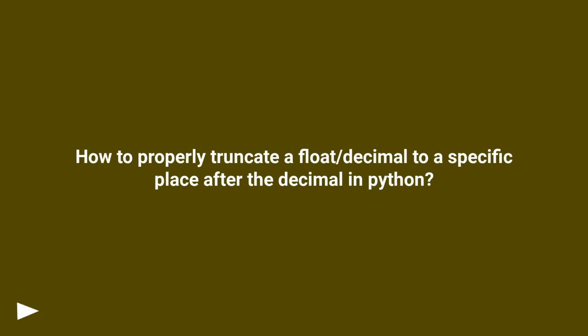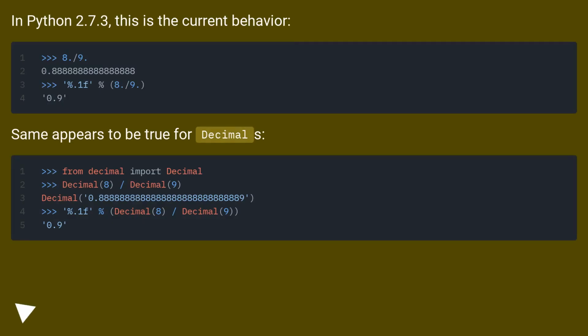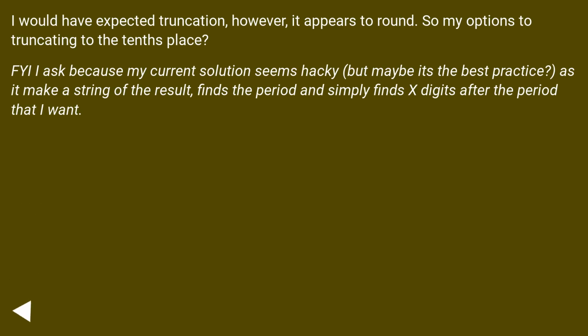How to properly truncate a float/decimal to a specific place after the decimal in Python. In Python 2.7.3, this is the current behavior. The same appears to be true for decimals. I would have expected truncation, however, it appears to round.